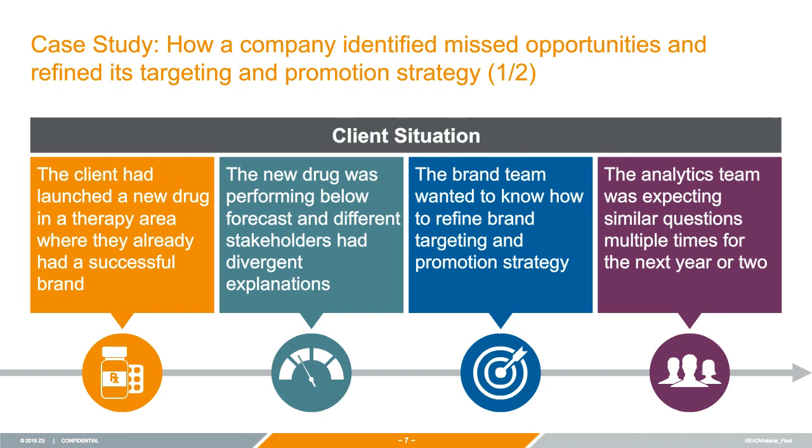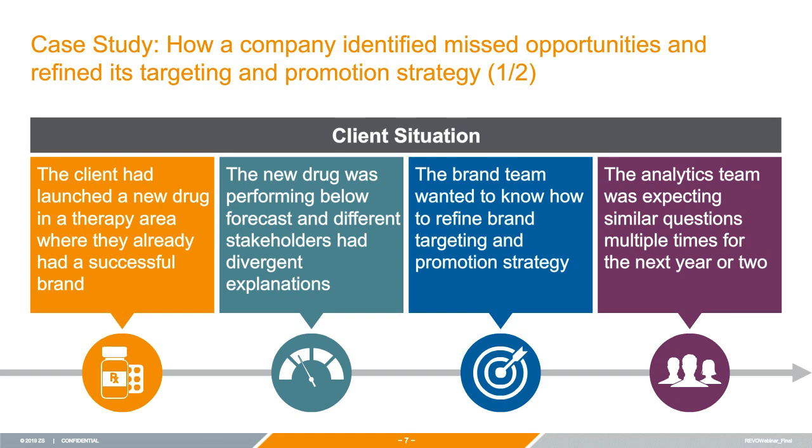However, as the launch happened, it was performing much below expectations, and the stakeholders had very different views as to what was causing the brand to not perform as well. So the question really was, what are any targeting and promotion levers that we need to adjust in order to get this brand back on track? And they were expecting similar questions pretty much every quarter.